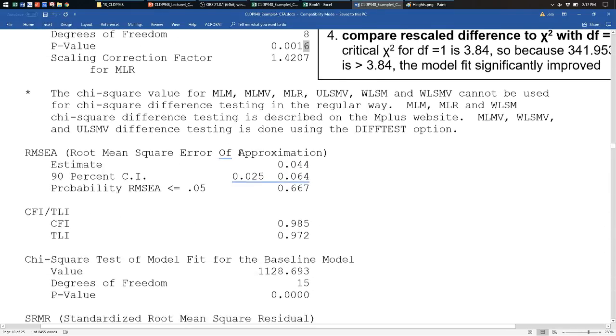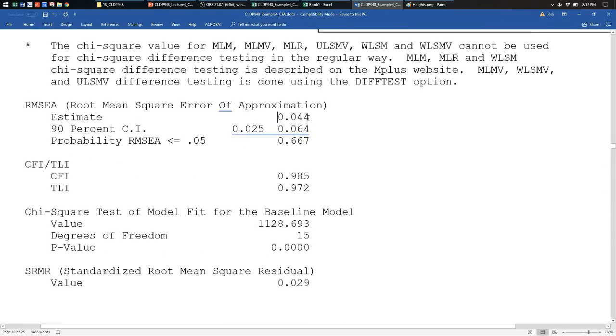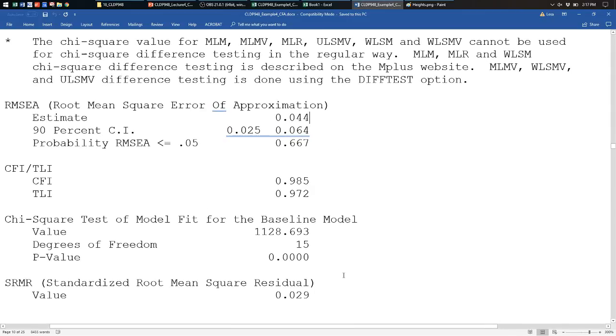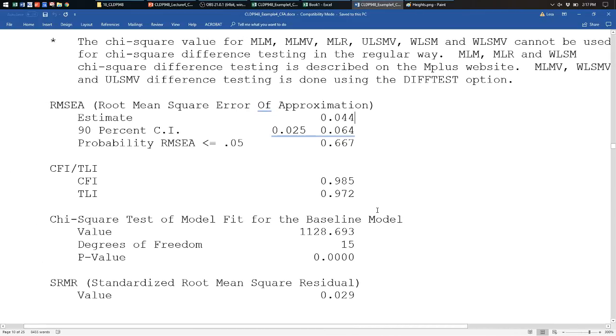Well, RMSEA. What do we want that to be? Small. How small? Less than 0.05 would be great. What do I have? Ta-da! 0.044. And I have a confidence interval around that of 0.025 up to 0.064. And I have a p-value that is non-significant, which means that my RMSEA is not different than 0.05. I win, at least according to that one.